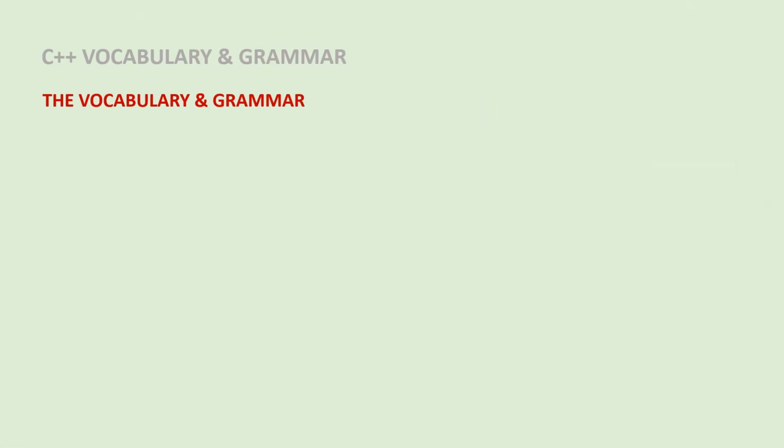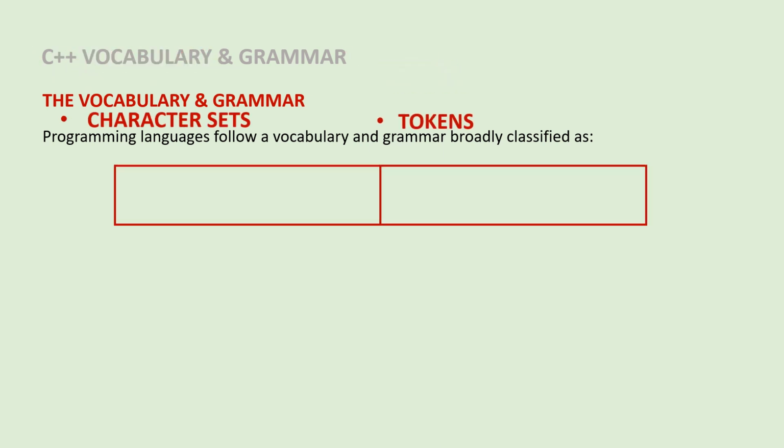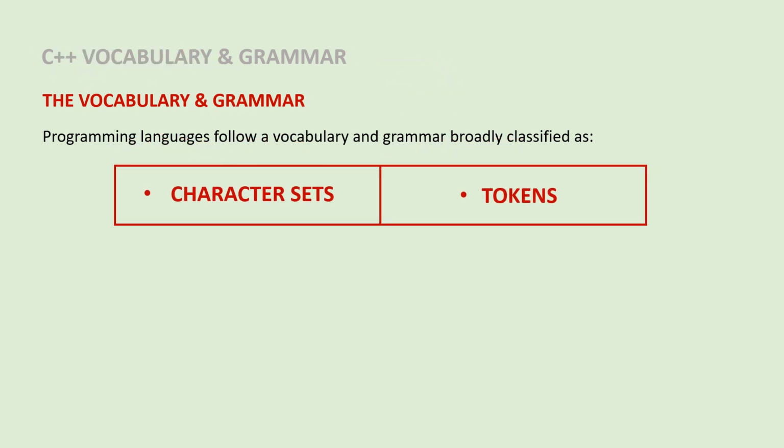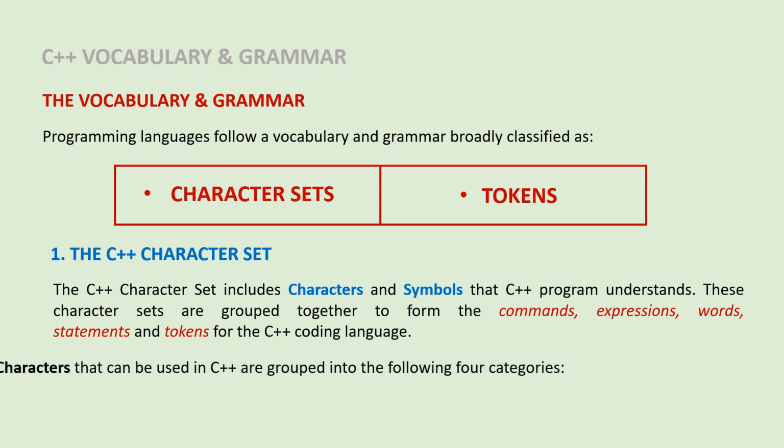Now, let's delve deeper into the vocabulary and grammar. As just seen, programming languages follow a vocabulary and grammar broadly classified as character sets and tokens. We will first look into the C++ character set. The C++ character set includes characters and symbols that the C++ program understands. These character sets are grouped together to form the commands, expressions, words, statements, and tokens for the C++ coding language.